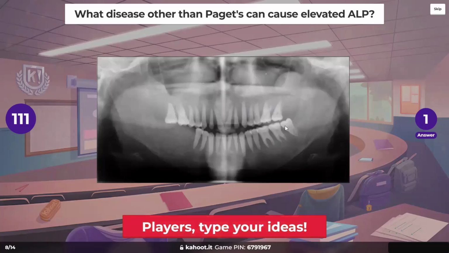What disease other than Paget's can cause elevated ALP? Just another word cloud thing. We'll see what you come up with.